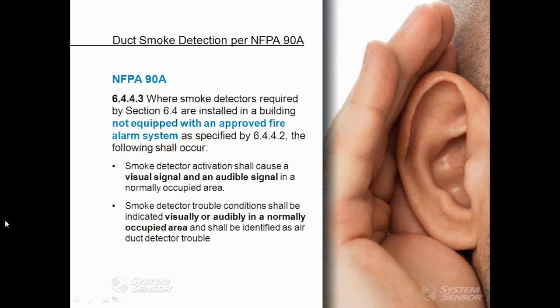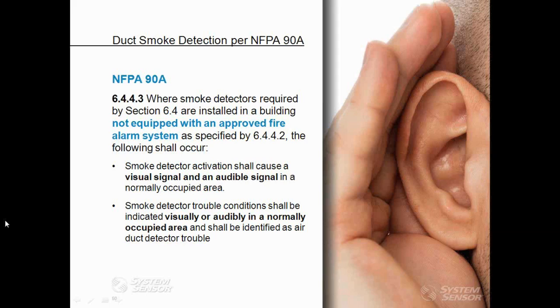Okay, here we will look at cases where there is not an installed fire alarm system. In this situation, the duct smoke detector must cause a visual and an audible signal in a normally occupied area when activated, and during a trouble condition, they should provide either or, so either an audible or a visible signal. These requirements are consistent with what is required in the International Mechanical Code.